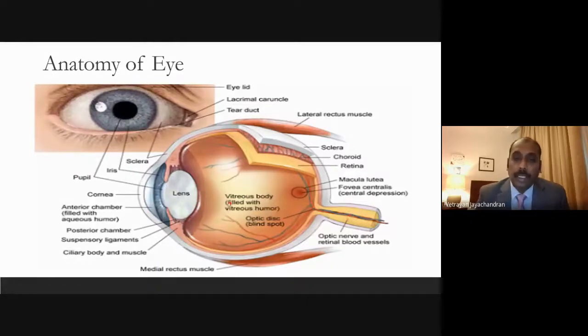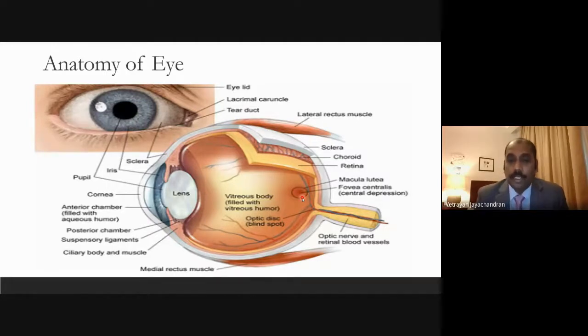In the center of the eyeball, we have a gel-like substance called the vitreous body, which is filled with vitreous humor. Another important structure in the posterior aspect of the eye is the macula. Inside the macula, we have the fovea, the deep depression inside the macula. This fovea is responsible for getting sharp vision.